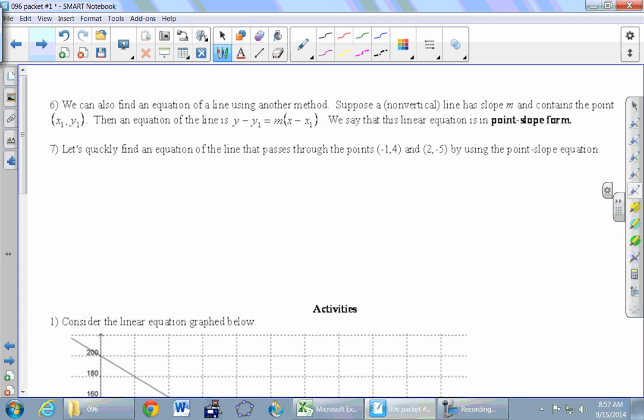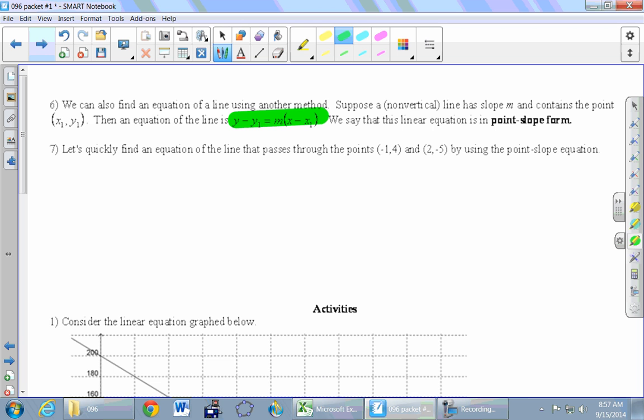Okay, last thing, and then the activities for today. It says in part 6, we can also find an equation of a line using another method. Suppose that we've got a line that has a slope m, but this time it just contains an arbitrary point, x1, y1. We don't have the y-intercept in this case. We just have some random point. Then an equation of the line is this: y minus y1 equals m times x minus x1.